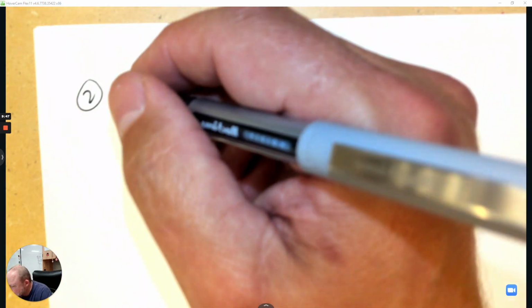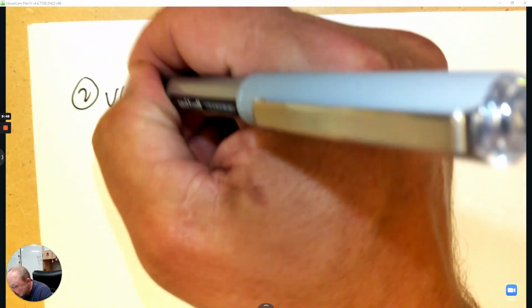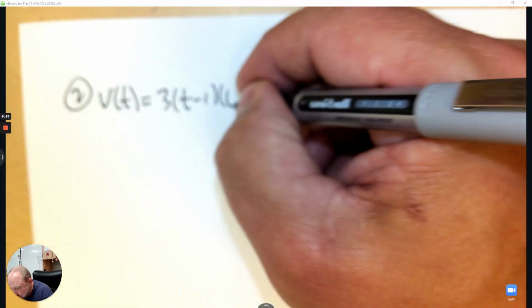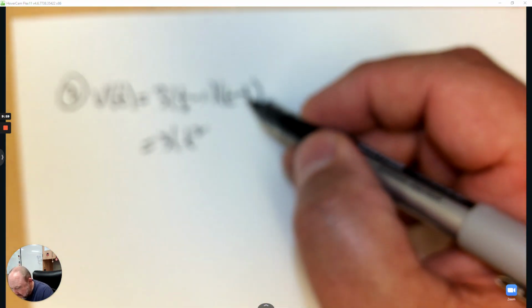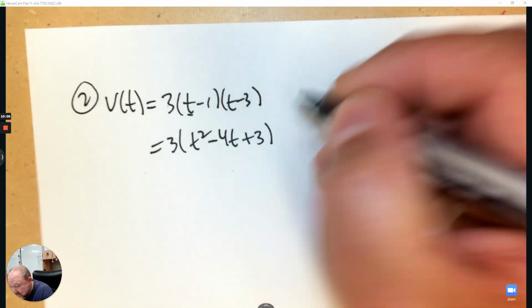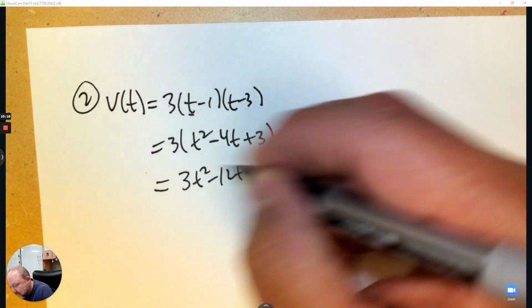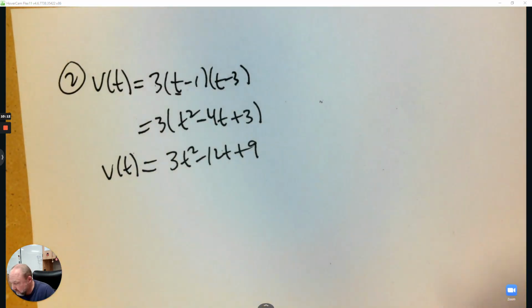For the next one, a particle moves along and has a velocity. For this velocity, it's going to be easier to expand this, so I'm going to do that first. So t times t is t squared. t times negative 3 and negative 1 times 2. If you combine it together, it's negative 4. And then a negative times the negative. And then if I multiply it through, I get that as the velocity.